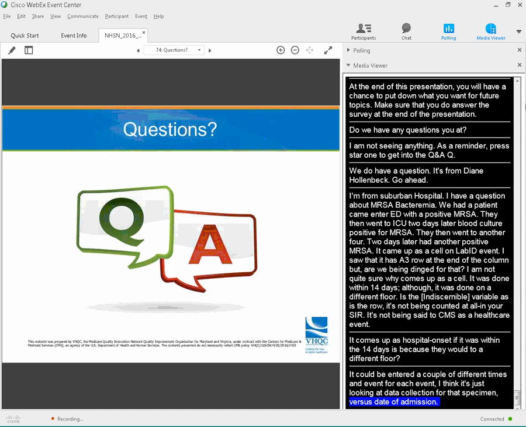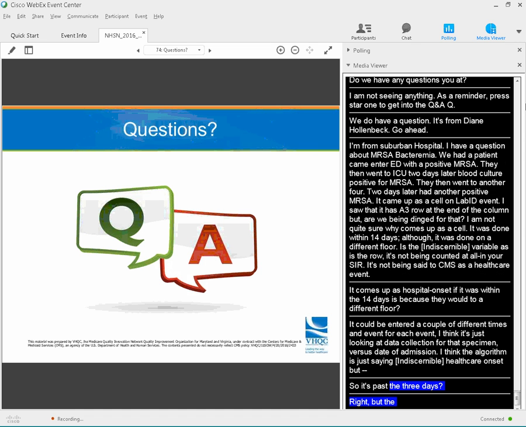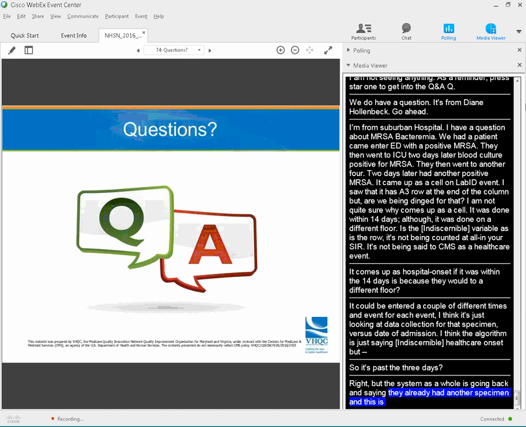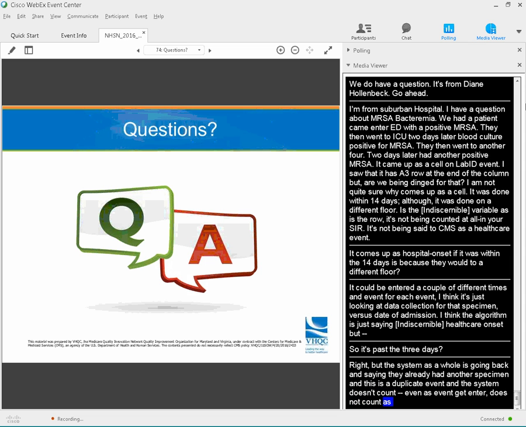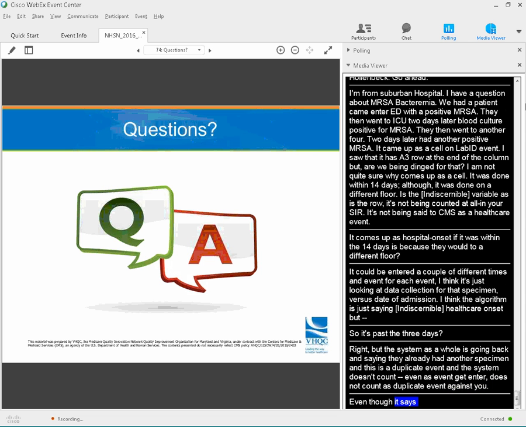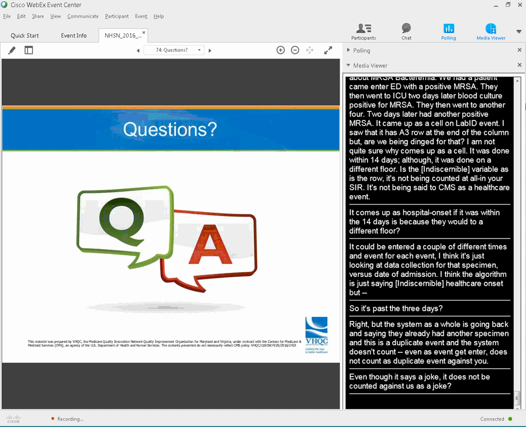So it's past the 3 days, but... Right, but then the system as a whole is going back and saying, well, they've already had another specimen, and so this is a duplicate event. The system doesn't count duplicate events against you, even though they get entered. It doesn't count them in the SIR. So even though it says HO, it's not counted against us as an HO. Yeah, that's why I would recommend looking at those indicator variables, because that's going to tell you exactly what's being counted in the SIR. So if it's a 1, it would be counted against us, but if it's a 0, it's not. That's correct. Okay, great.